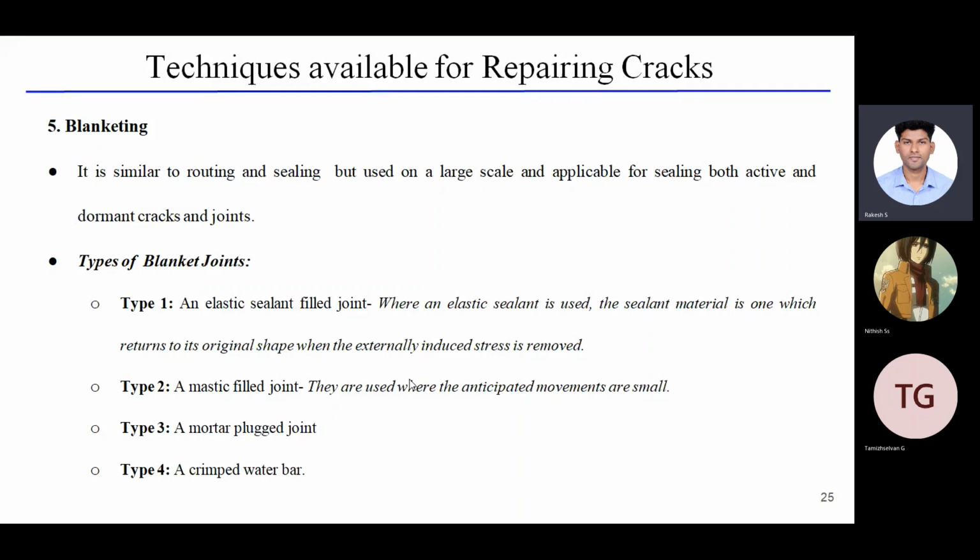First one is an elastic sealant filled joint. This is where an elastic sealant is used, where the sealant material is one which returns to its original shape when the externally induced stress is removed. Second one is the mastic filler joint. These are used where the anticipated movements are very small. Then comes the mortar plugged joint and a crimped water bar, which we use in a very normal way.